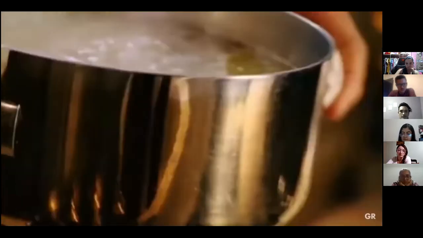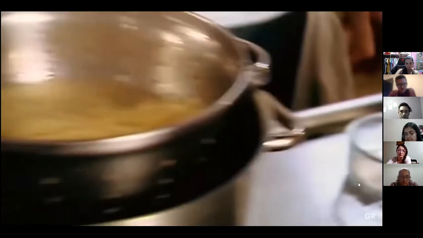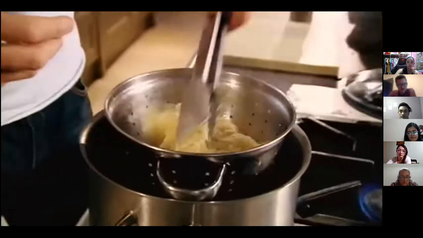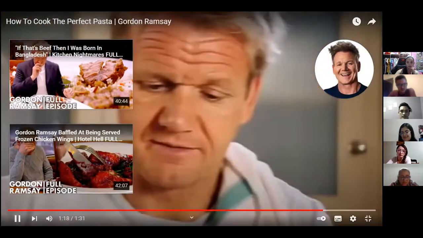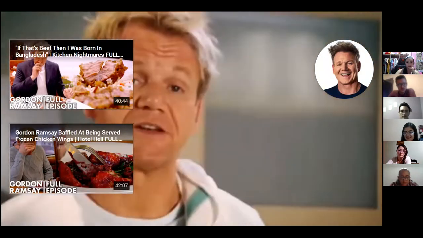Definitely not crunchy. And then, into a colander, drain the pasta, a light seasoning, salt and pepper, a tablespoon of olive oil. Mix that through. That stops it from sticking together. And look, there you go. Beautiful pasta, al dente. Cooked perfectly.